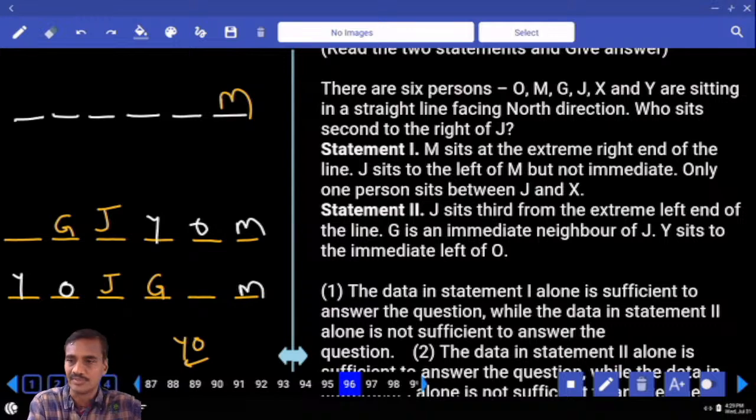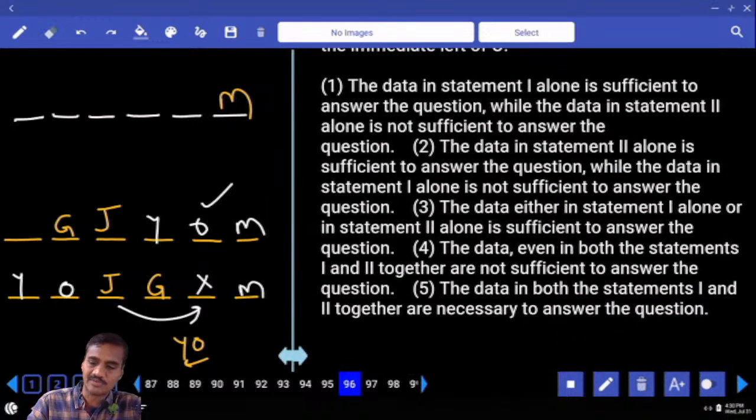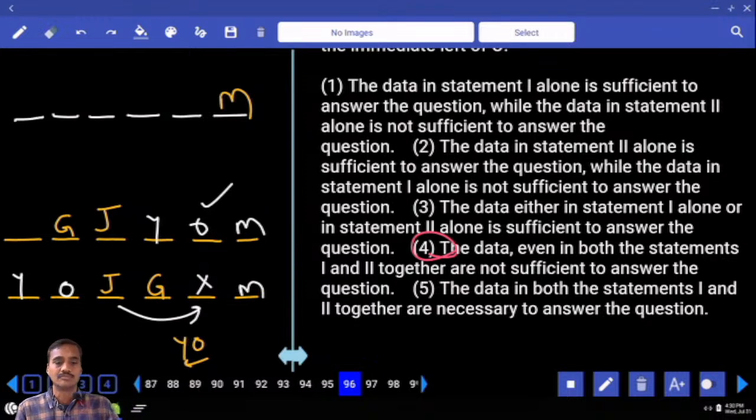Then who is seated second to the right of J? Here this is O, and here who is the person after? O, M, G, J, X, Y. There are 2 different answers, maybe O, maybe X. As there are 2 different answers, even by combining these 2 we cannot determine. Choice 4, 96. Clear?